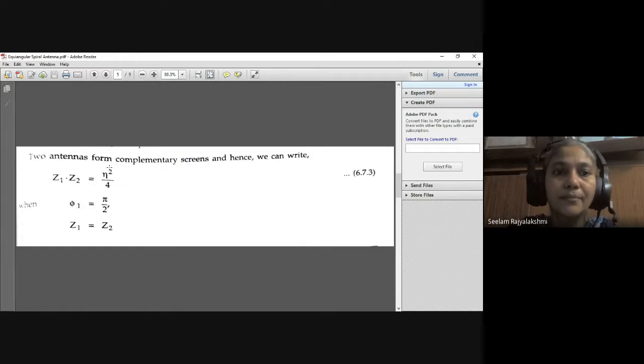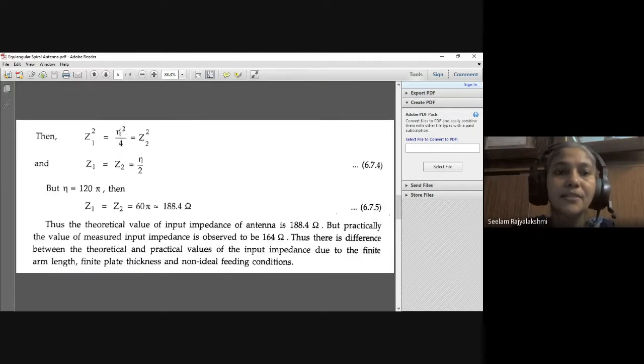Two antennas form the complementary screens, and hence we can write, we already have input impedance Z1. If the two antennas form the complementary screens, we can write Z1 into Z2 equals eta square by 4, and when phi 1 equals pi by 2, Z1 equals Z2. So this is the equation. Then Z1 square is eta square by 4, which equals Z2 square, or Z1 equals Z2 equals eta by 2.